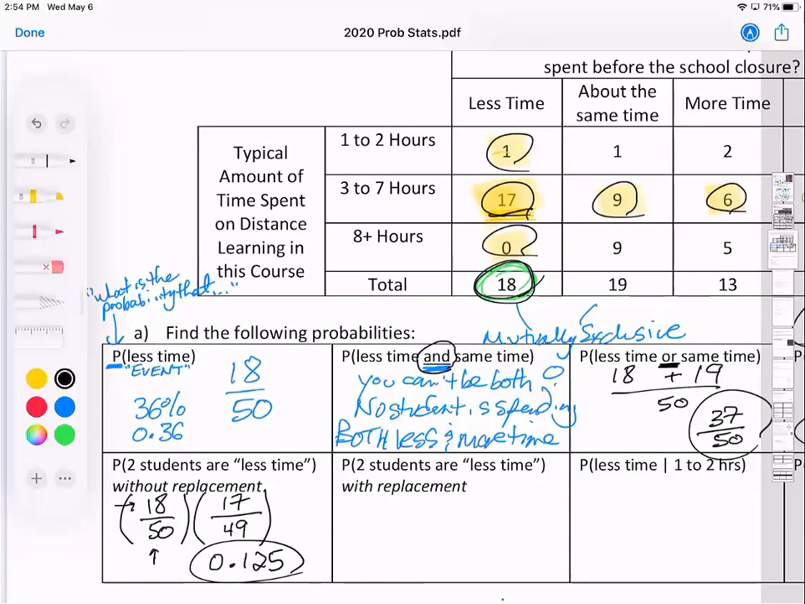Let's do the same thing on the next one, but now we have 2 students are less time with replacement. So again, we have 2 students, so let's have our 2 fractions that we're going to multiply. And the first fraction is 18 out of 50, like before. And what would the next fraction be? Since it's with replacement, you can get the same student again. So you still have 50 students after you've selected that first student, because you could pick them again. And you still have 18 who are less time students. So we'd have 18 out of 50 times 18 out of 50, and that gives us approximately 13%.